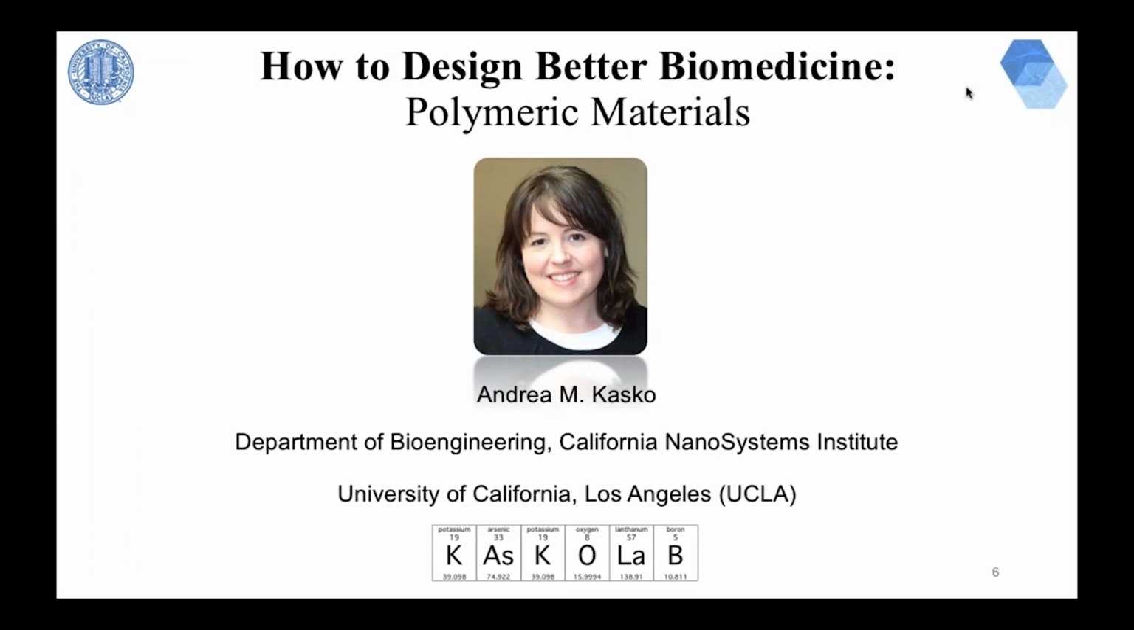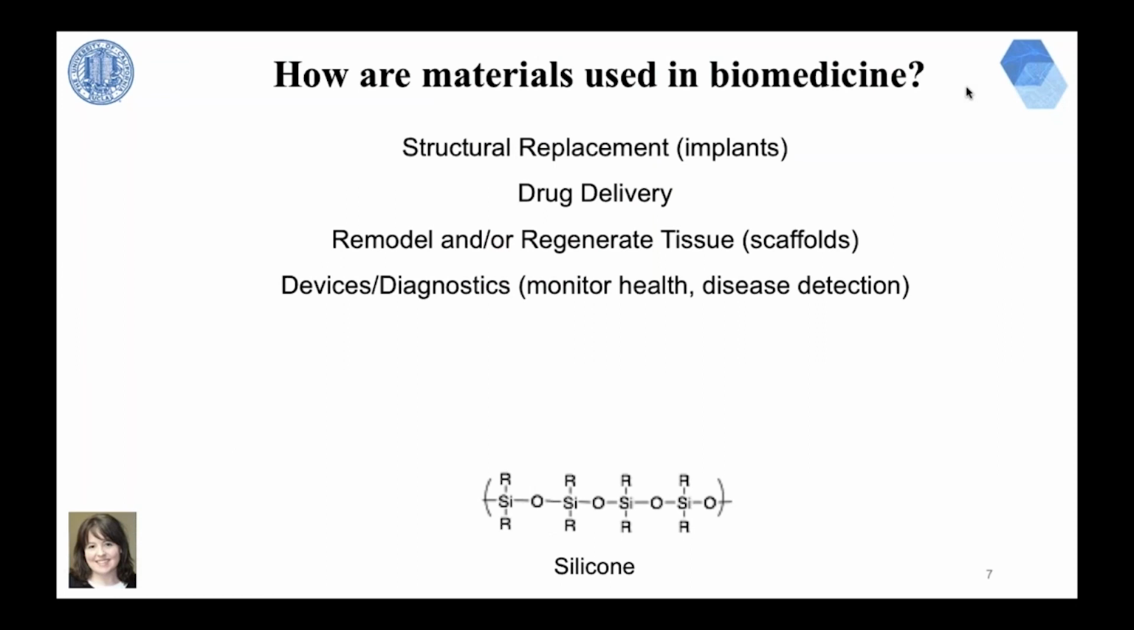Thanks, Mark. Let's jump right in. So generally speaking, there are four main ways that polymeric materials are used in biomedicine. They're often used as structural replacements, for example, as implants, in drug delivery, and you'll hear more about that later today with Professor Janeski's talk, as scaffolds for tissue regeneration, which I'll be talking about, and in devices and diagnostics to monitor health and disease detection.